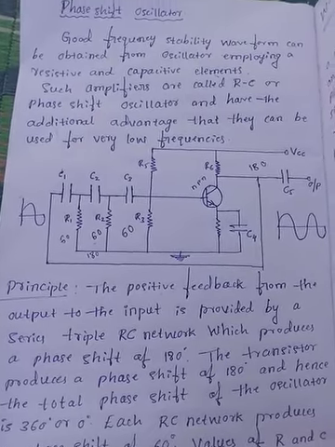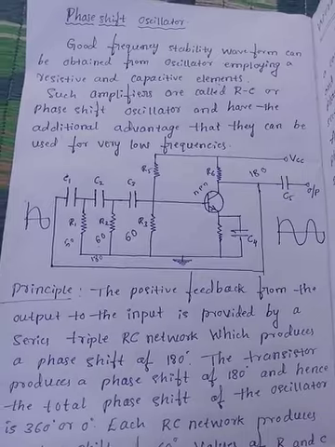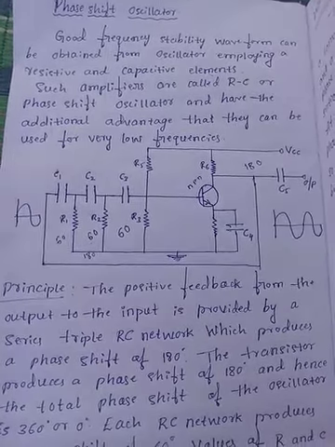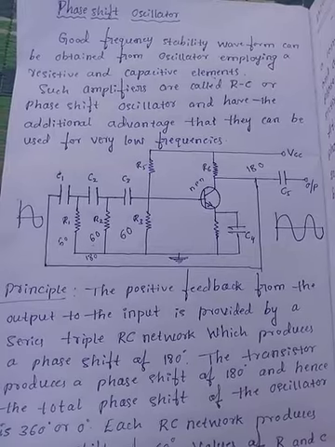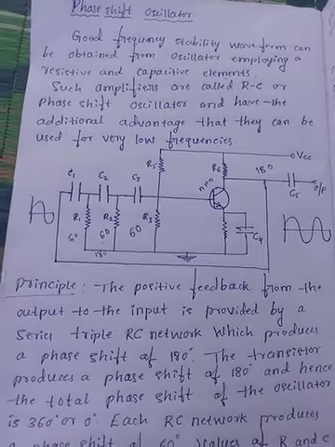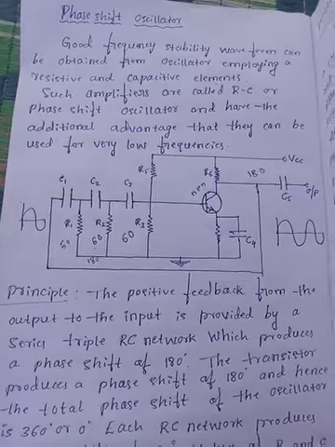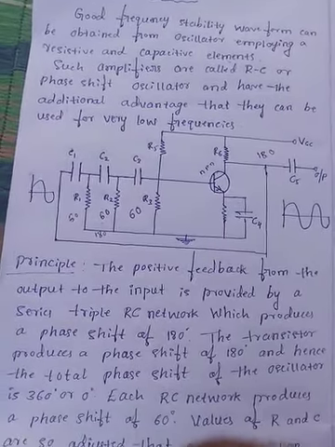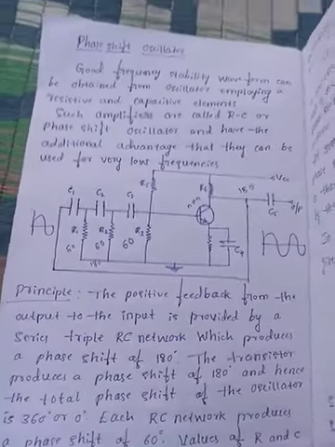Now come to the actual topic, that is the oscillator. An oscillator is a circuit that produces a continuous repeated waveform without any input, and it is used to convert the unidirectional current flow from a DC source into an alternating source.